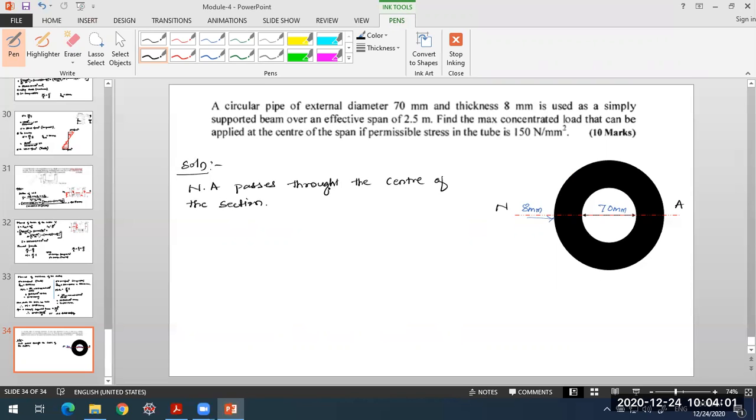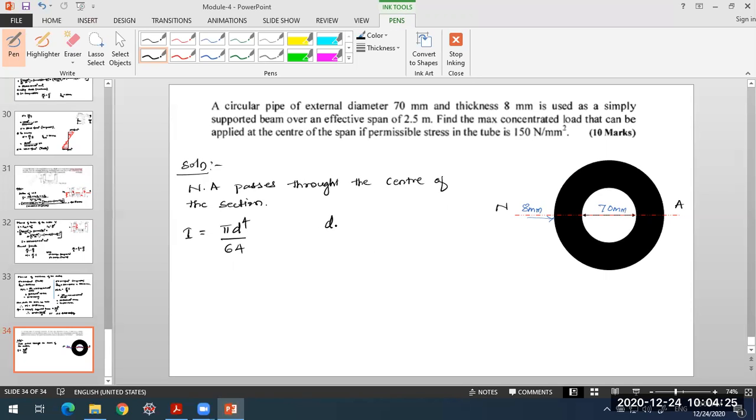This happens in case of circular sections. I value the moment of inertia about this neutral axis, so that will be pi d raised to 4 by 64. But in this case we have a hollow circular section, so we'll be deducting the moment of inertia of this inner circle from the outer circle.